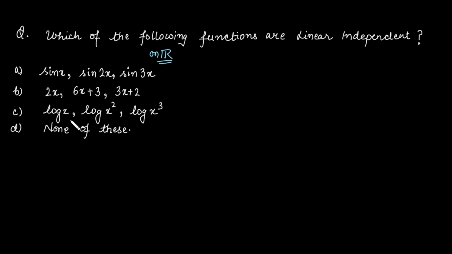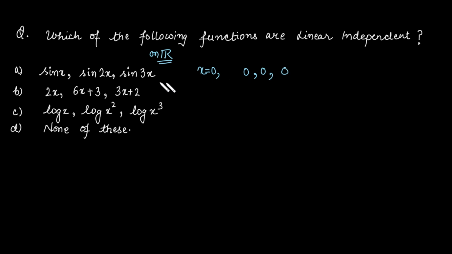So we will not evaluate the Wronskian in this case directly. First observe the option. If we have the same type of form, that is sin x, sin 2x, sin 3x, observe that for x equal to 0, the first function is 0, the second function is again 0, and the third function is again 0.